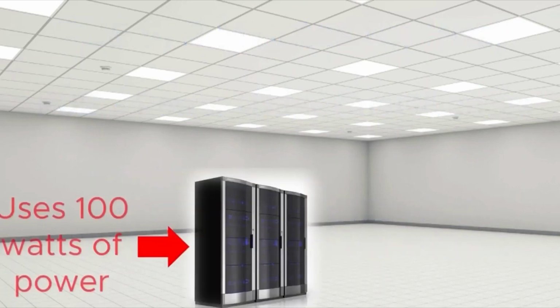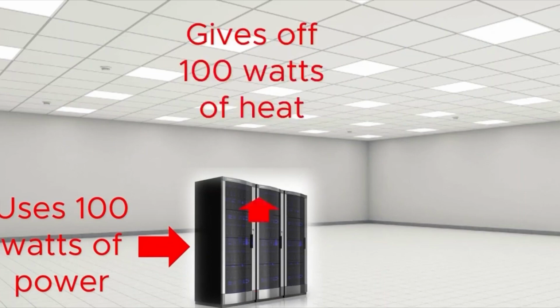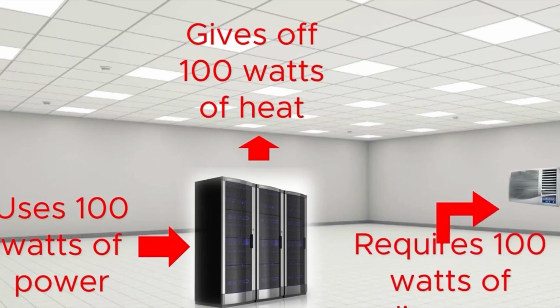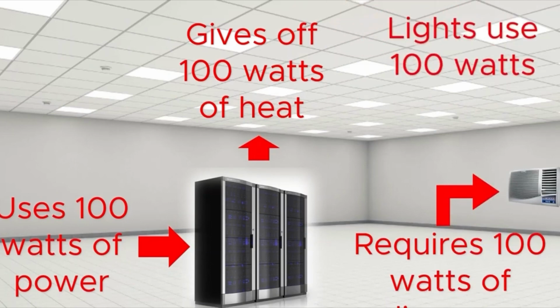We have a host sitting in a data center and it uses 100 watts of power. And let's say this group of hosts also gives off 100 watts of heat. To dissipate that heat, we need air conditioning, and it's going to require 100 watts of cooling energy to dissipate the heat. We also have some lighting and some other things.